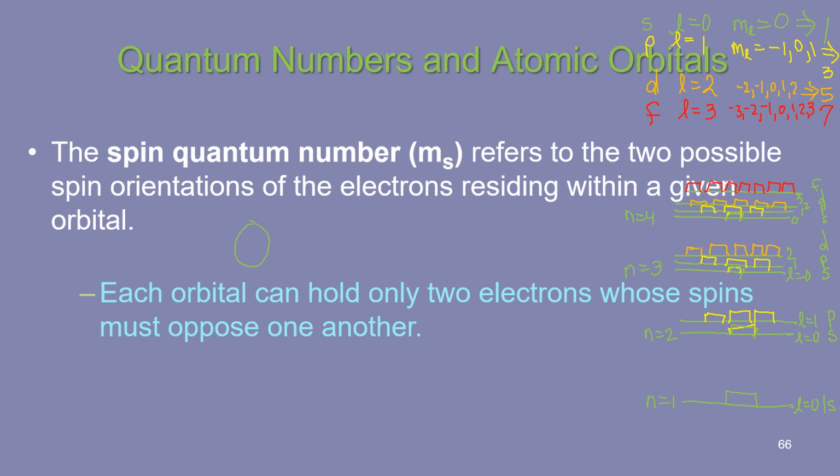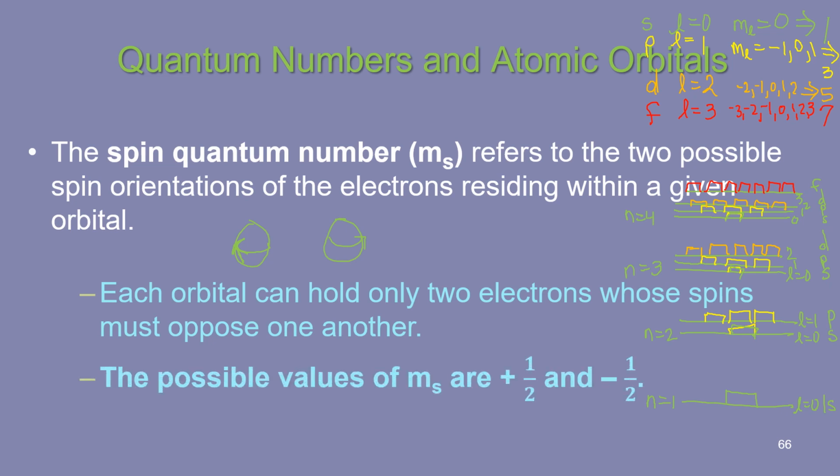So if here's an electron, this one may spin in this direction, and the other electron may spin in the other direction. And so they create magnetic fields that kind of hide from each other. But anyway, the idea is that they have 2 spins. And so M sub S can have 2 values only. And I don't know why they came up with 1/2. There must be some reason behind it. But M sub S could either equal 1/2 or -1/2.